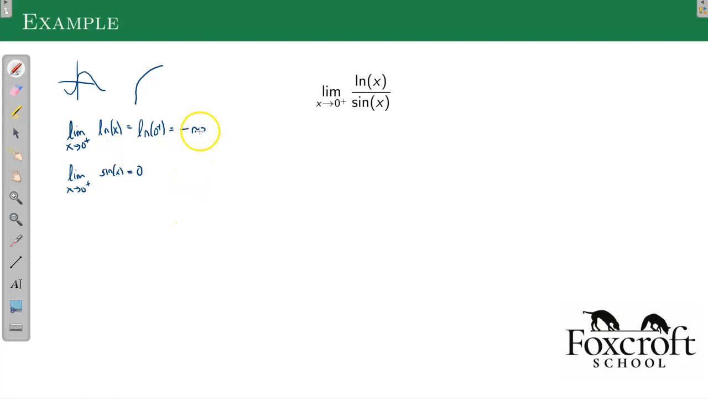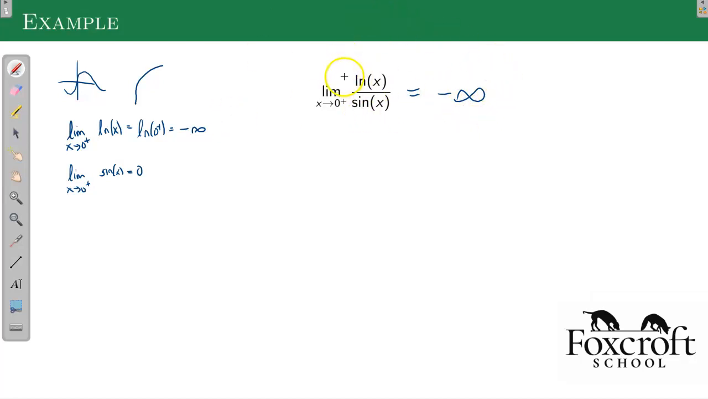So when I get infinity on the top and 0 on the bottom, I can't do L'Hopital's rule. I have to figure out what this would be. I'm taking a big number and dividing it by a really small number. Dividing by small numbers makes numbers even bigger, so this is going to be like double infinity. So this answer is just negative infinity.